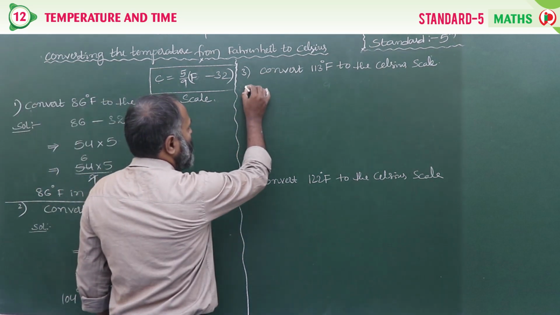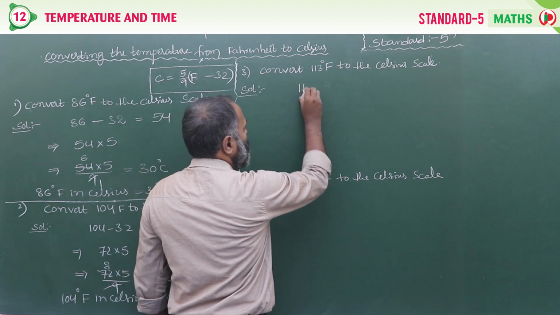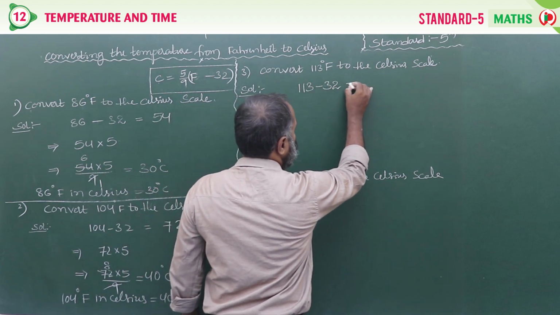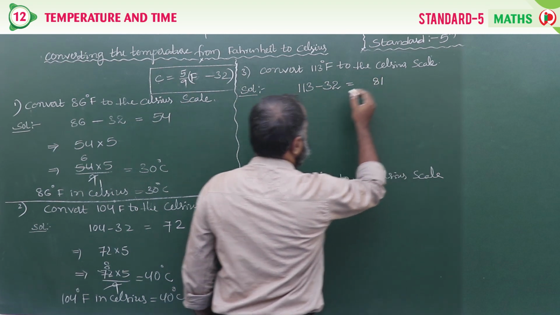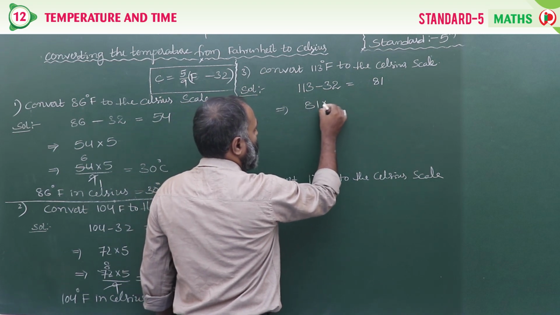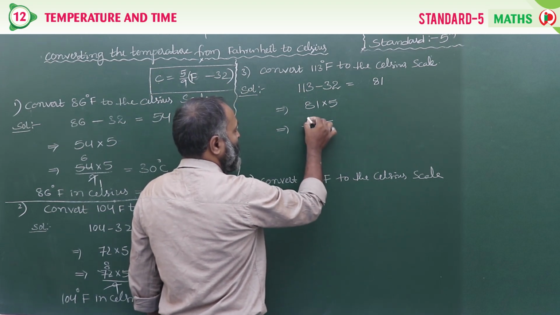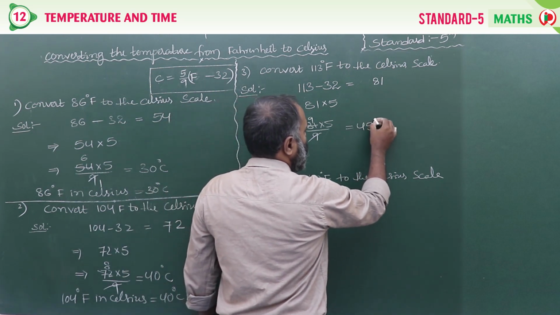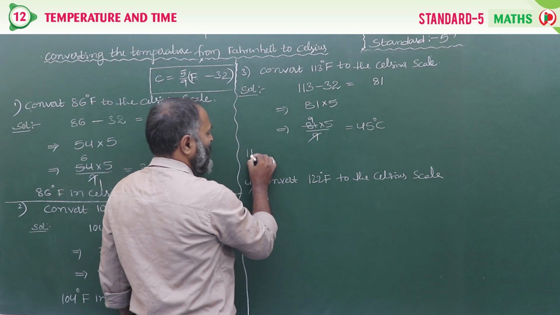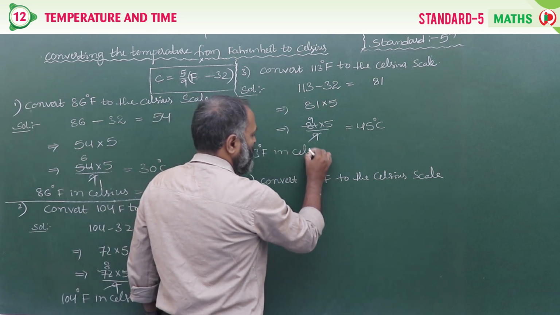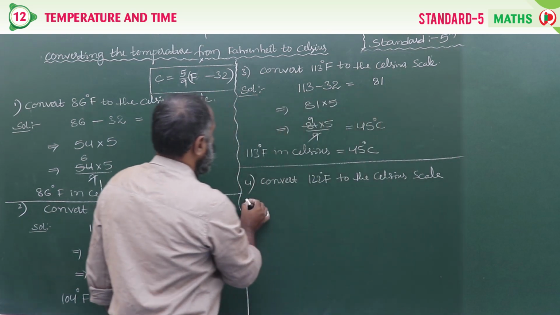In the same way, 113 degrees Fahrenheit, how to convert into Celsius? From the given Fahrenheit, we subtract 32. That is 113 minus 32. 3 minus 2 is 1, 11 minus 3 is 8. 81. This 81 is multiplied by 5, and the product is divided by 9. 9 9s are 81. Now 9 5s are 45. This is the conversion: step 1, step 2, step 3. So 113 degrees Fahrenheit in Celsius is 45 degrees Celsius.